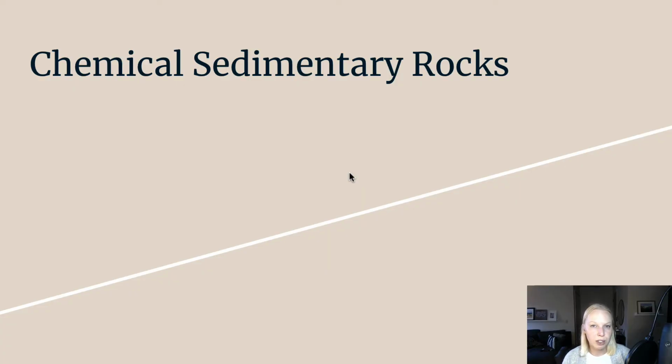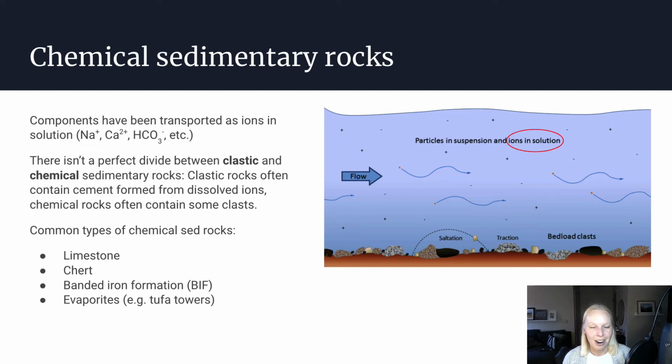Okay, so let's move on to talk about the second category of sedimentary rocks, and those are chemical sedimentary rocks. Chemical sedimentary rocks are primarily made out of ions that have been transported through solution, like we've talked about in the past. So again, if you were to put salt, say, in water, it would dissolve into sodium and chlorine, and those would be suspended in the water until they precipitate out.